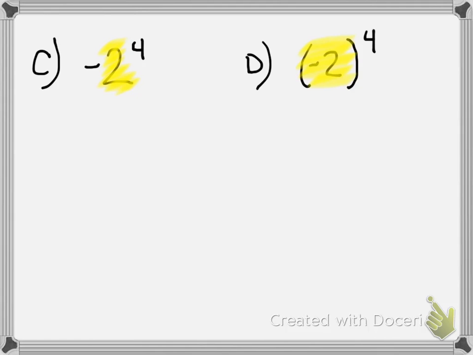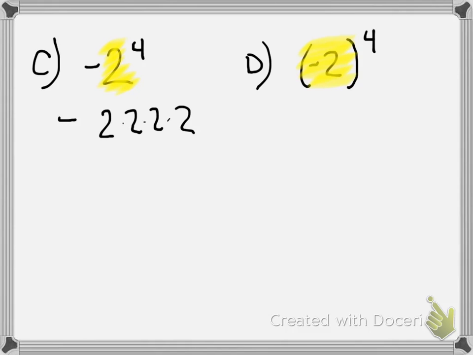So if I wrote it out, when I write out all the bases and get rid of the exponent, that's called expanded form. If I wrote C out in expanded form, I'd have the negative of 2 times 2 times 2 times 2.